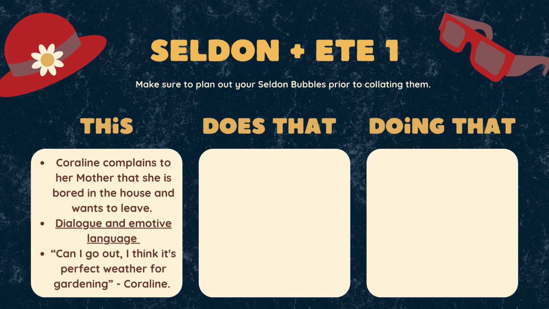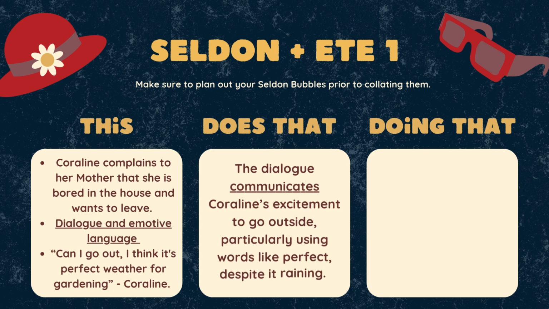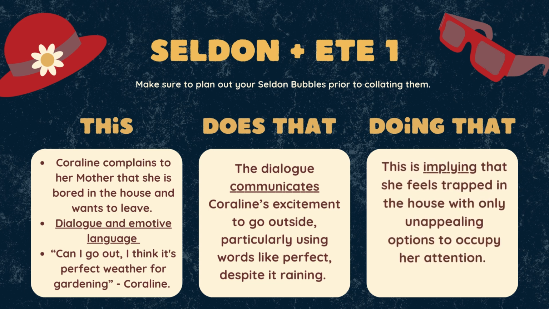So I'm going to use the Selden method to explain why I'm choosing these particular moments in the film to explain why Coraline feels dread in the isolated house. So when Coraline's complaining to her mother that she feels bored and trapped in the house, the use of dialogue communicates Coraline's excitement to go outside, even when it is raining, which is implying that she feels trapped in the house with only unappealing options to occupy her attention.